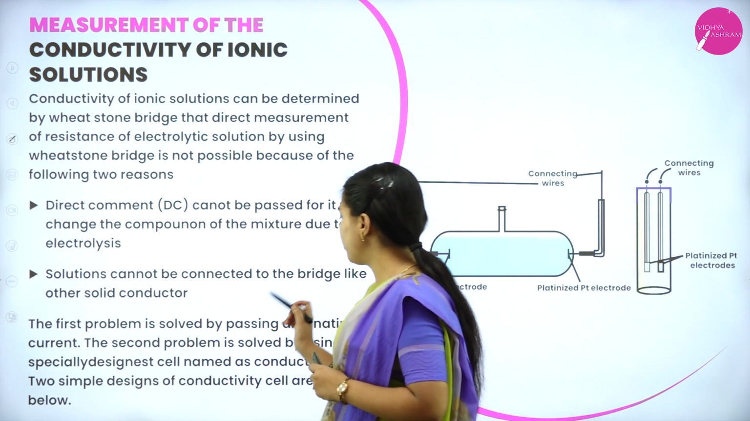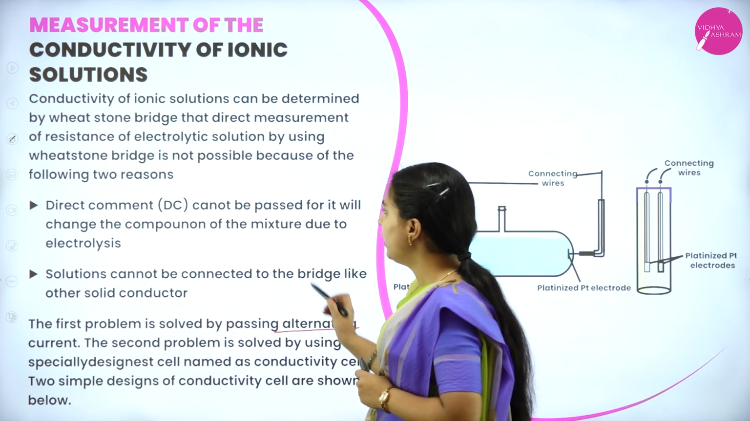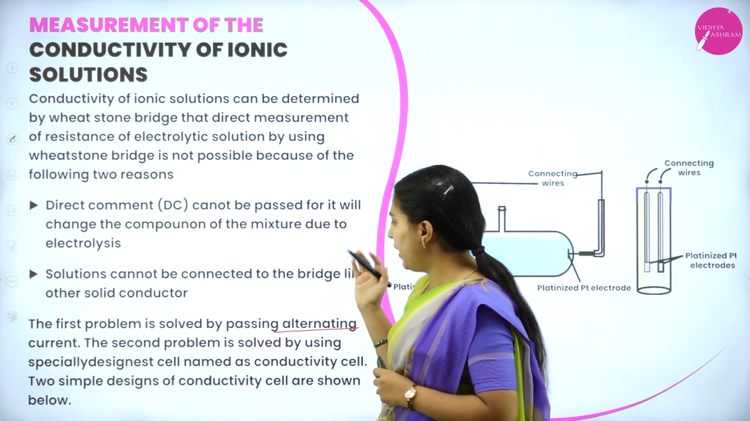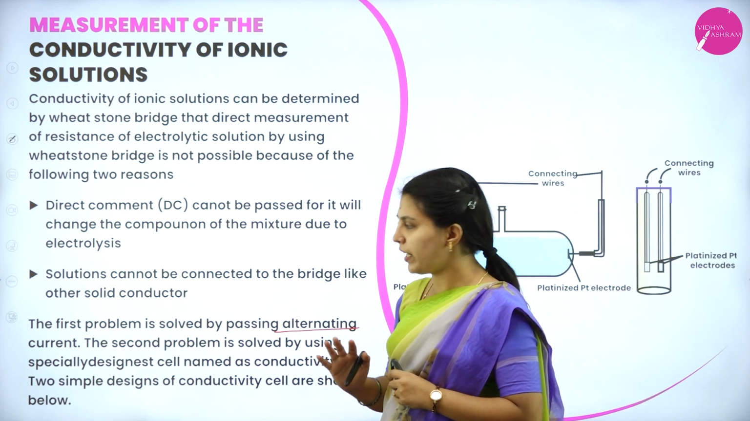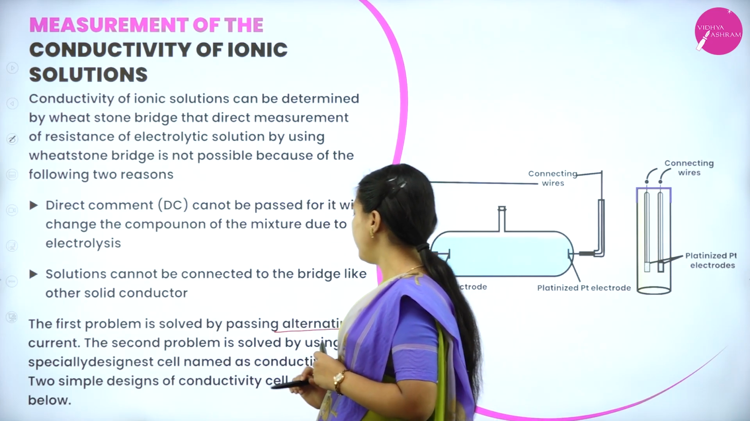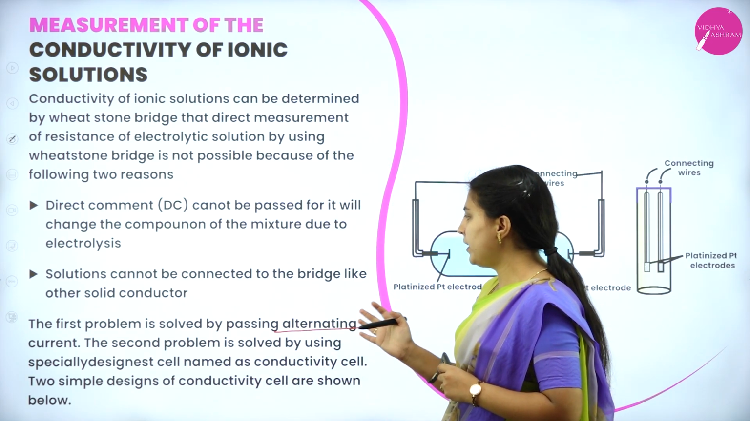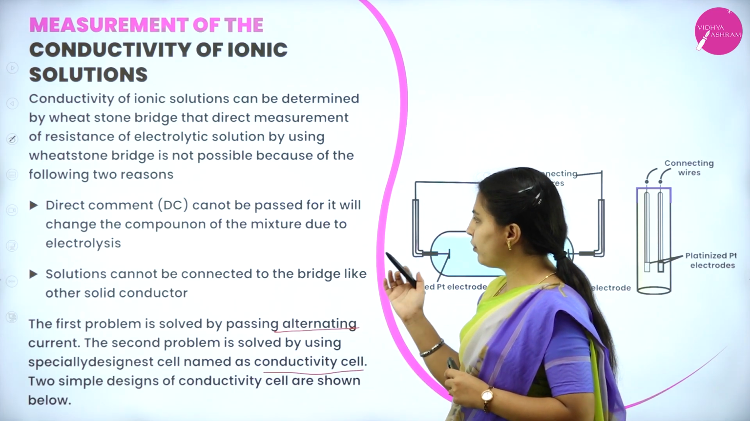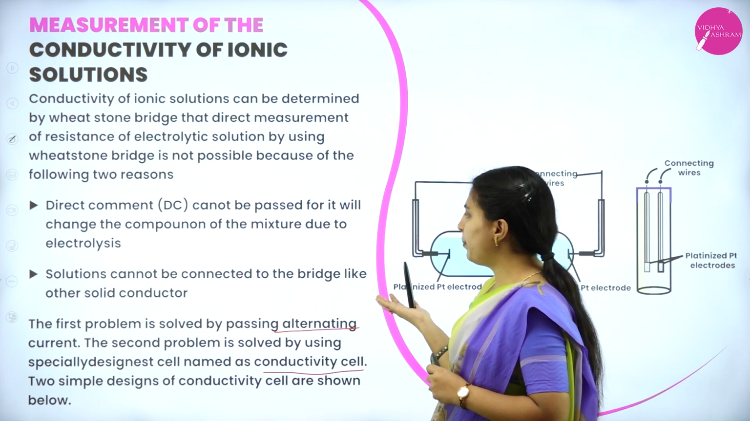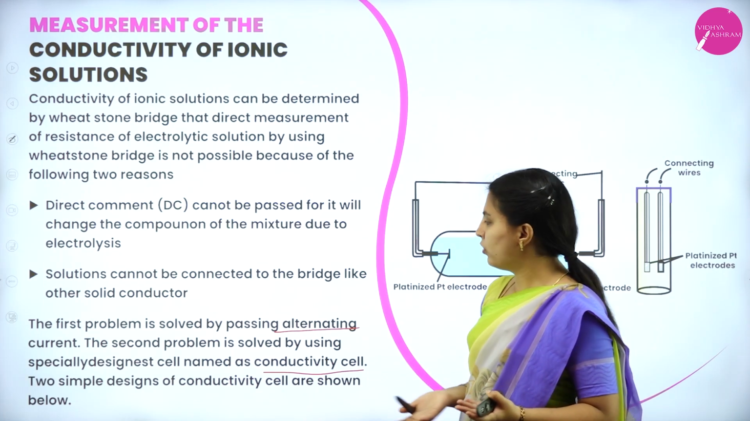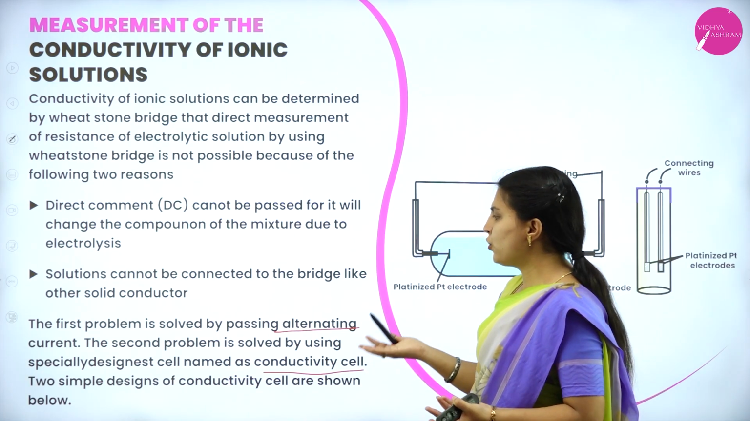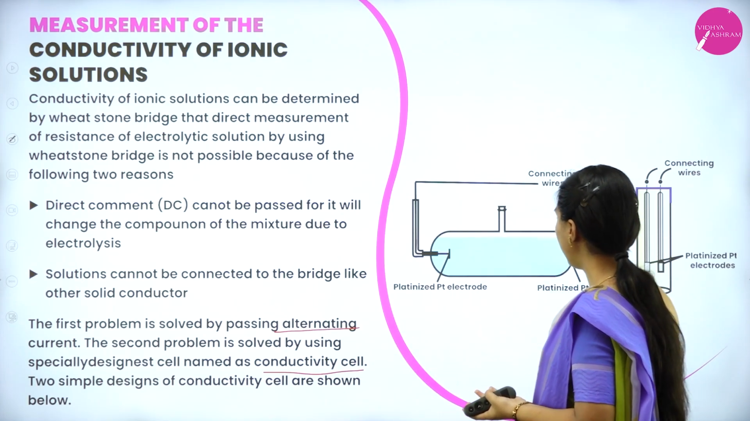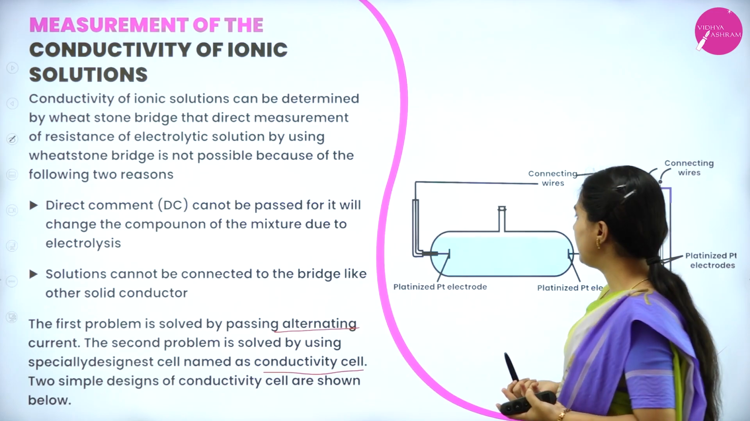The first problem is solved by passing alternating current. Here direct current cannot be used, but by using alternating current we can. The second problem is solved by using a specially designed cell called a conductivity cell. Since solutions cannot be connected to the bridge directly, a conductivity cell is used. Two simple designs of conductivity cell are shown below.